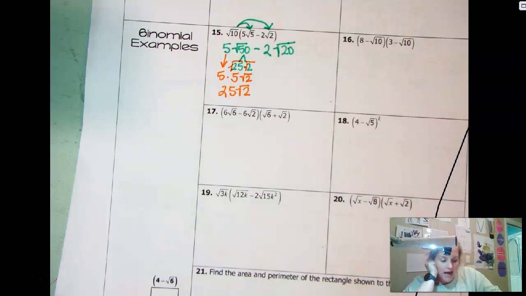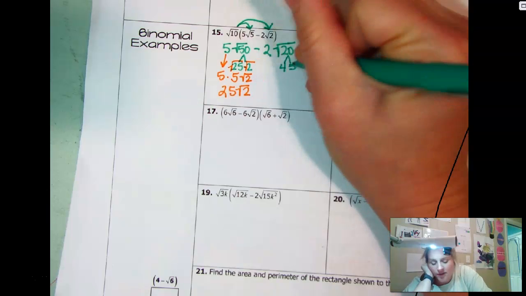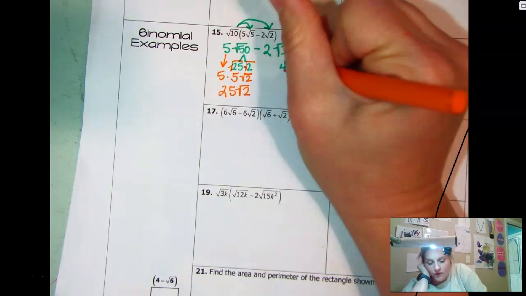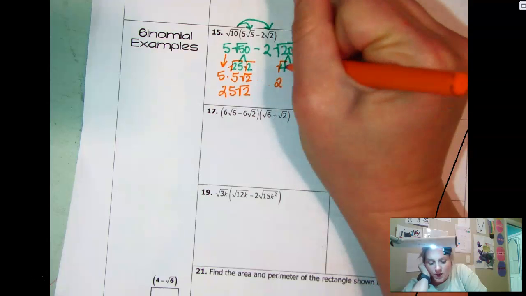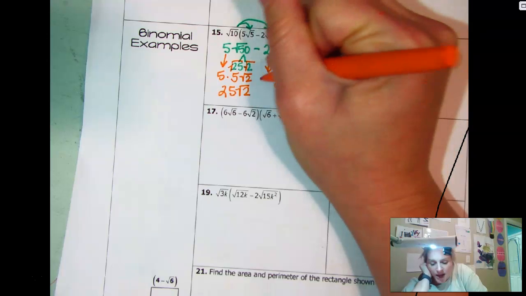This one has 4 as a factor. 4 times 5. The square root of 4 is 2. The square root of 5 stays in the radical. Bring down that negative 2.